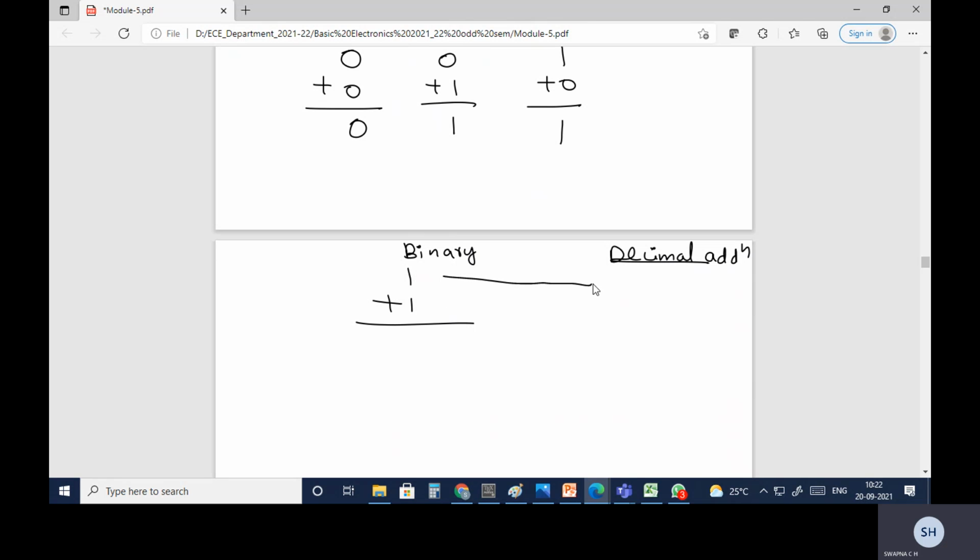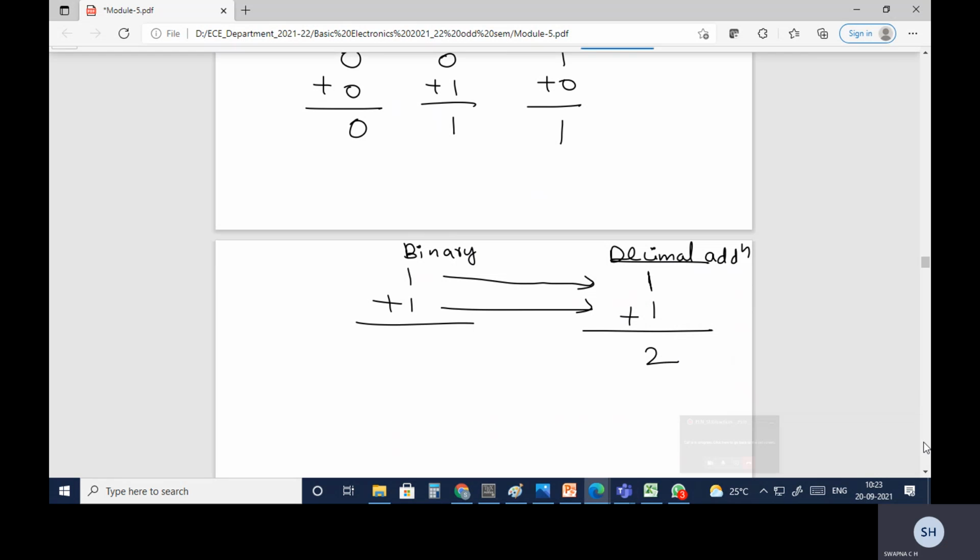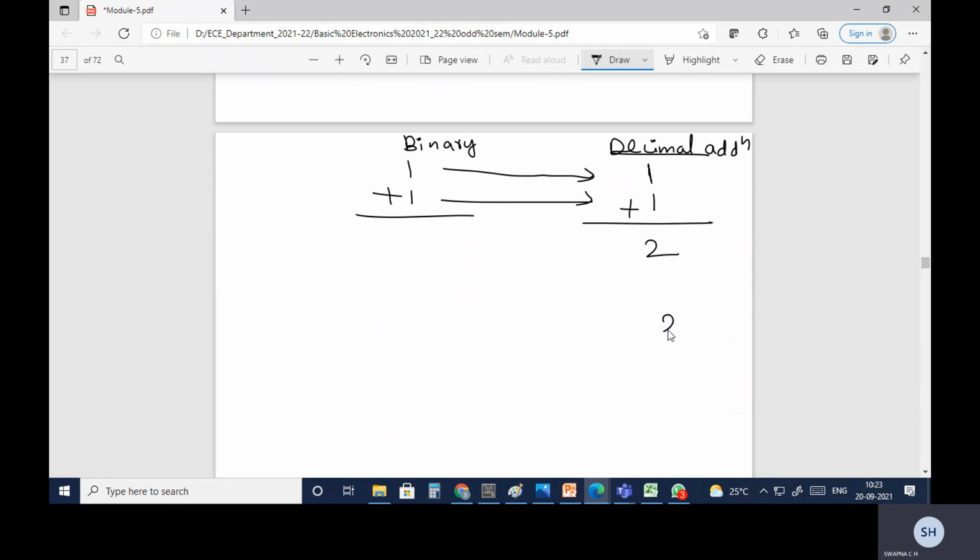So 1 in decimal form is 1 only. So 1 plus 1, the decimal equivalent is 2. How do you represent this 2 in binary form? Divide it by 2. 2 ones are 2, remainder 0. So the binary equivalent of decimal number 2 is 10. So when you add 1 plus 1, you will have 10.